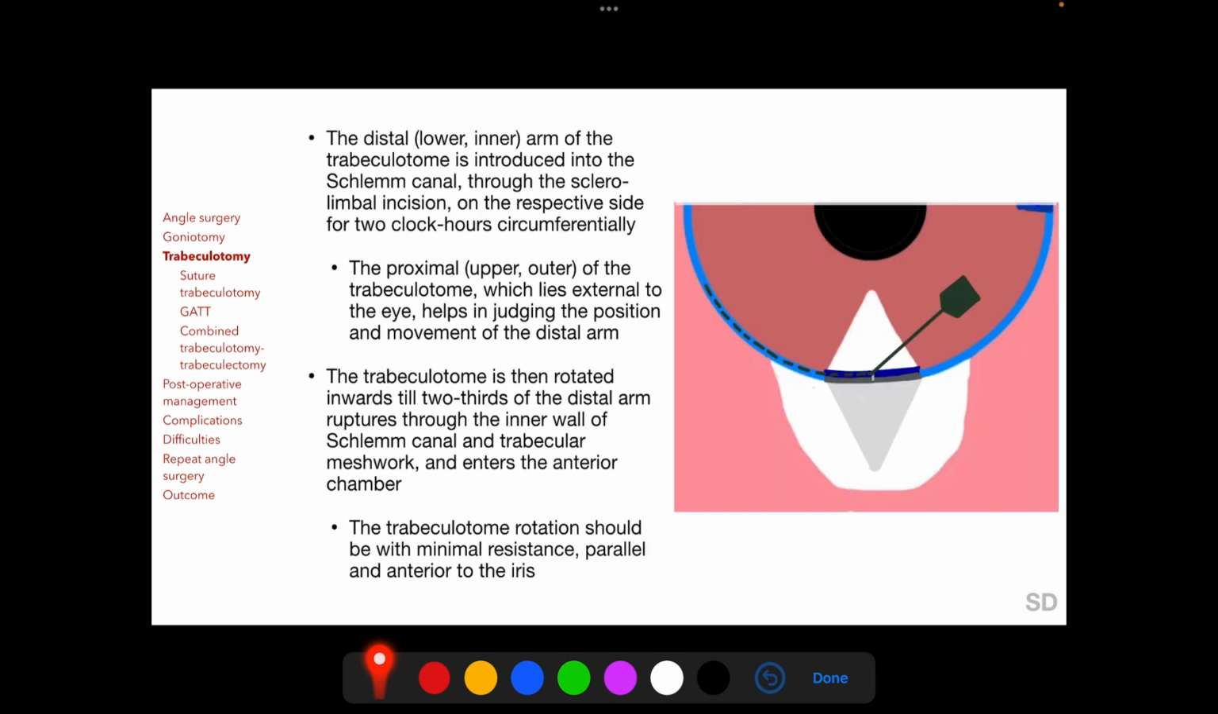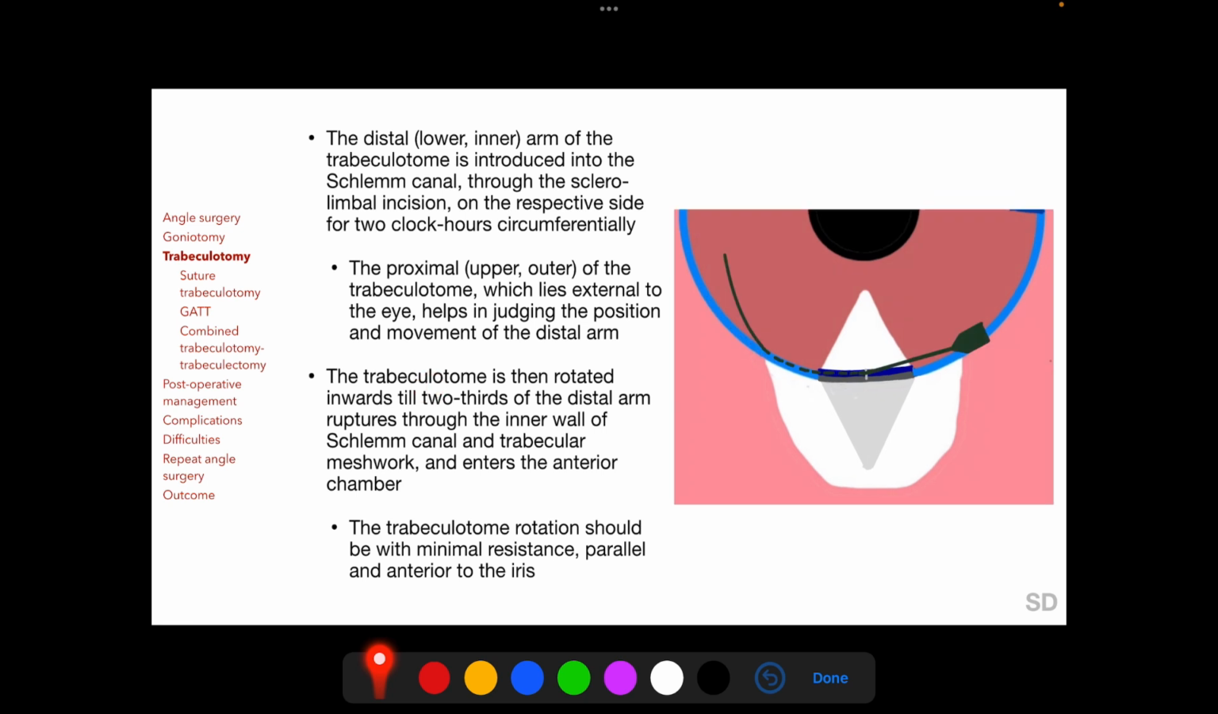The distal arm of a trabeculotome is introduced into the Schlemm's canal as shown here in this diagram on the respective side of the incision for 2 clock hours circumferentially. The proximal arm of the trabeculotome, which lies external to the eye and is not shown here in this diagram, helps in judging the position and movement of the distal arm which lies inside the Schlemm's canal.